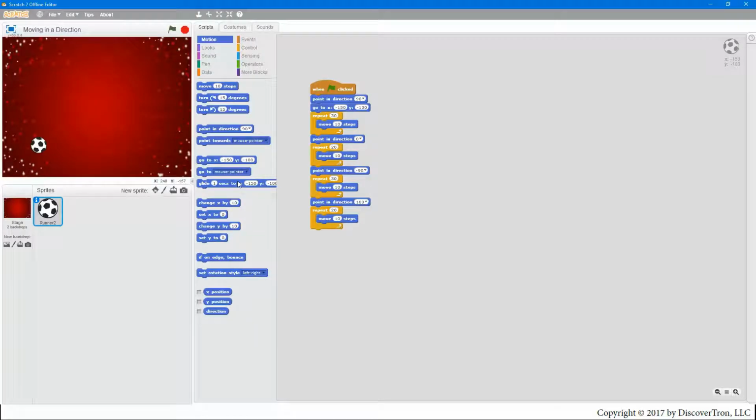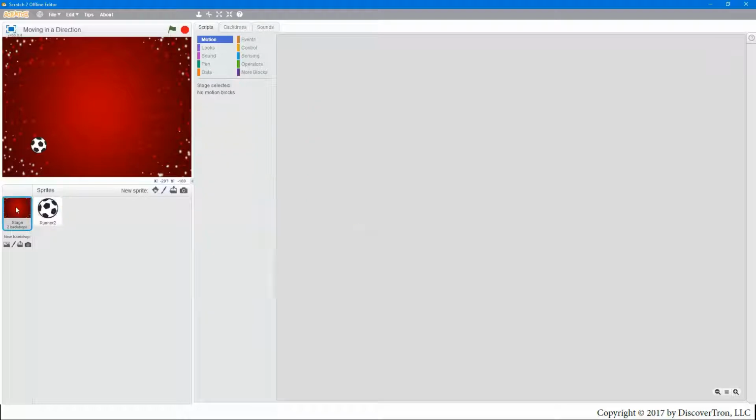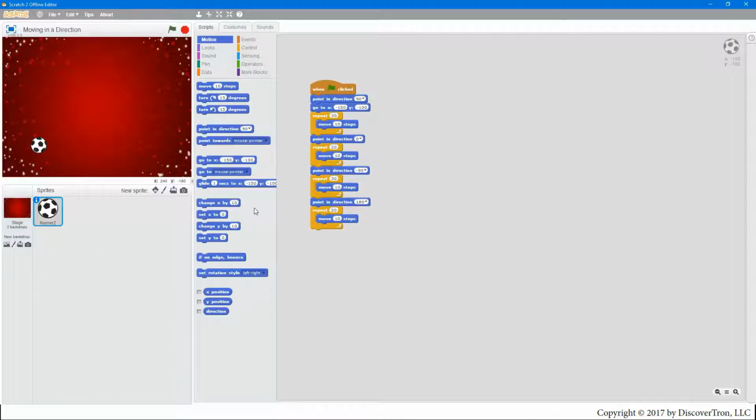So here's the file. We only have one sprite, and then we have the stage. There's nothing on the stage. You can change the backdrop, it doesn't matter. I picked this red sparkly stuff because it was there and it was different. This sprite right here, this is the code that you're going to use, and when it runs you should see this result where our ball just moves in a square pattern.